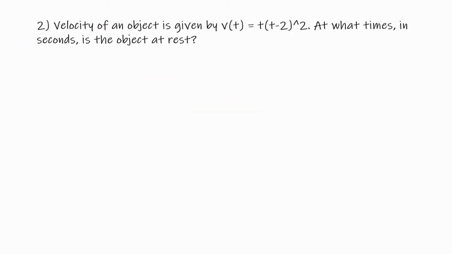Second problem: the velocity of an object is given by v(t) equals t times (t minus 2) squared. At what times in seconds is the object at rest? So it's saying at what time is my object not moving, or the velocity is basically 0. Because this represents velocity and I found out that my velocity is 0, I'm going to put 0 for that and then write my equation as this. Now I'm trying to find what t is. It says at what times is the object at rest. So whenever I find the t over here, I'm going to find my answer.